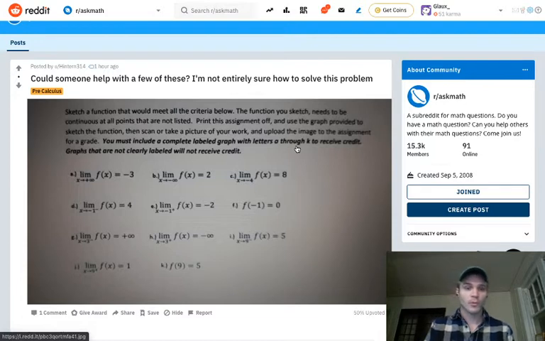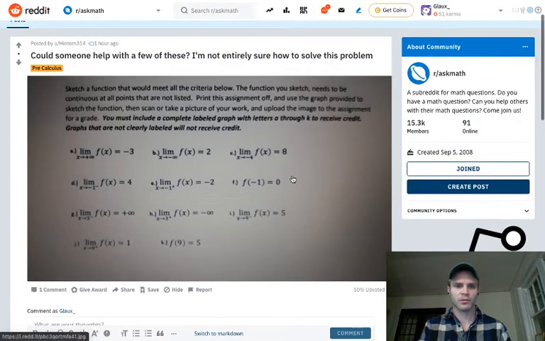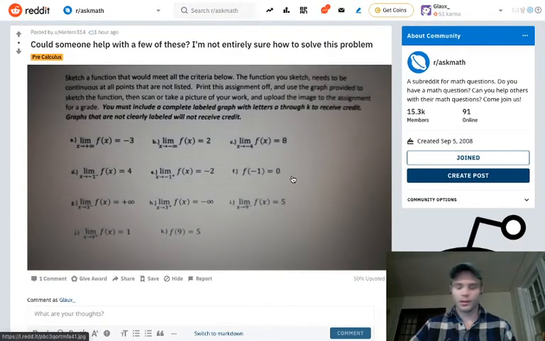So let's read. The function needs to be continuous at all points. That is not listed. Okay, and then there's some instructions on how to submit it. You must include a complete labeled graph with the letters A through K to receive credit. Okay. This is obnoxious. I don't like this problem at all, so hopefully I'll be able to help Hintern out here.